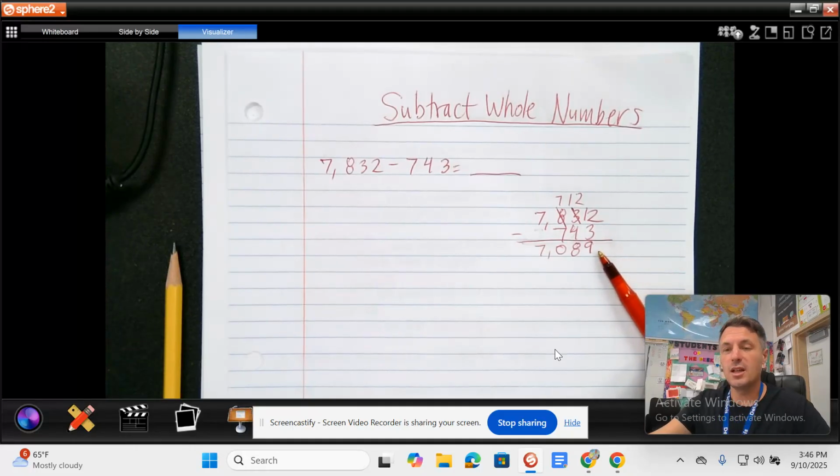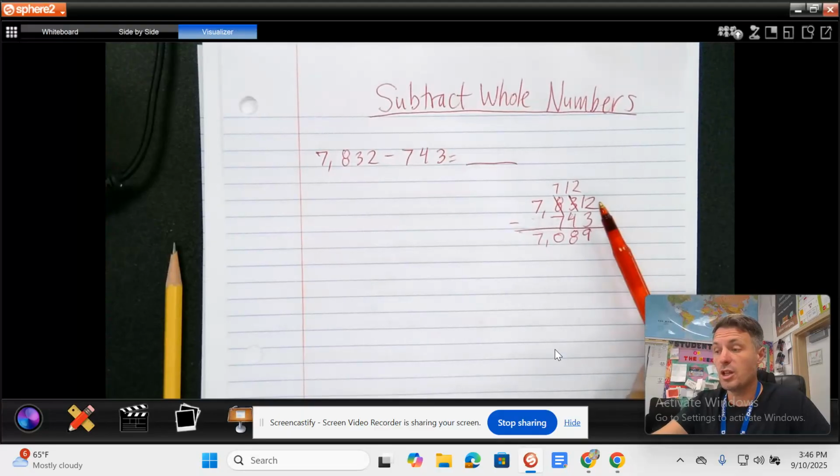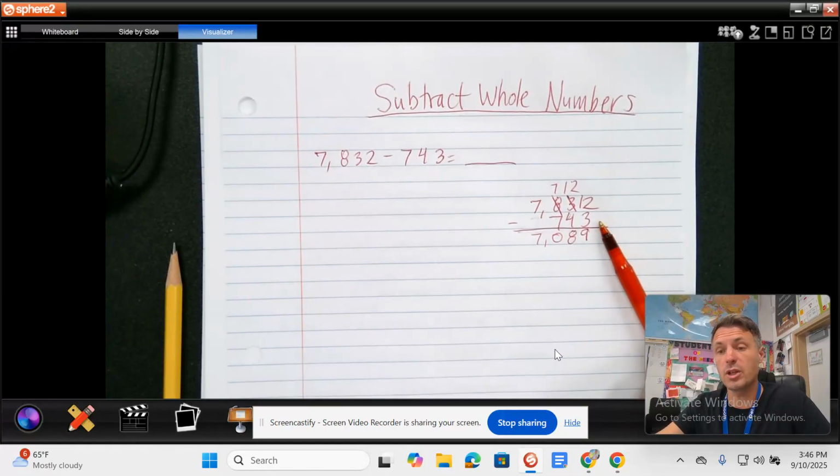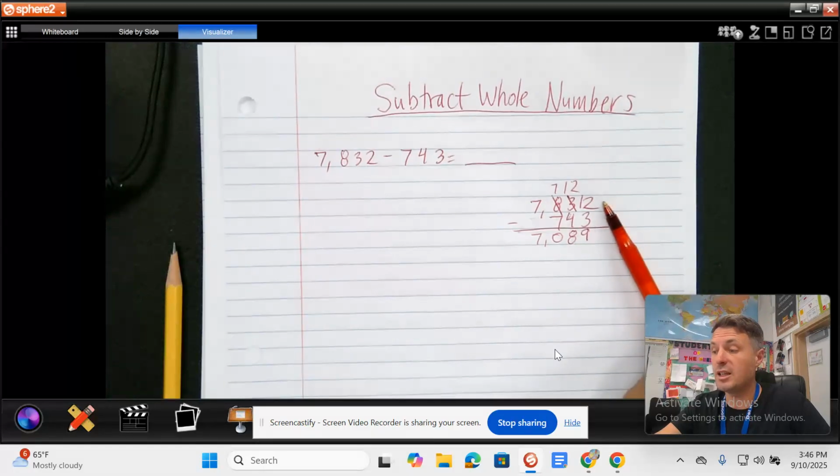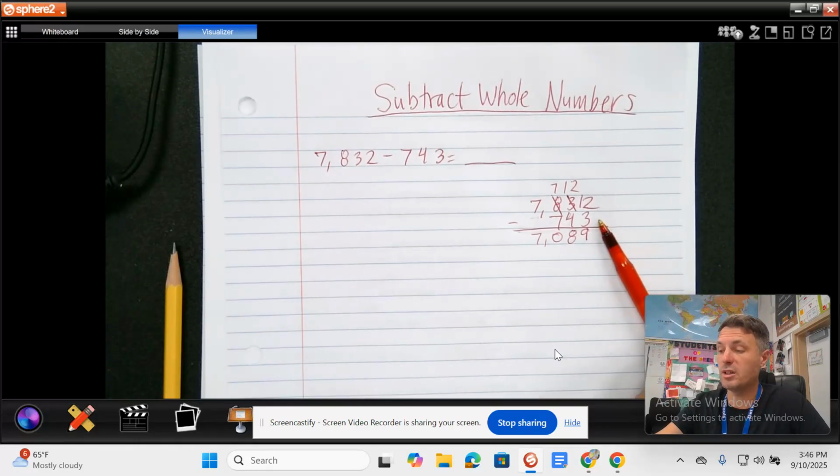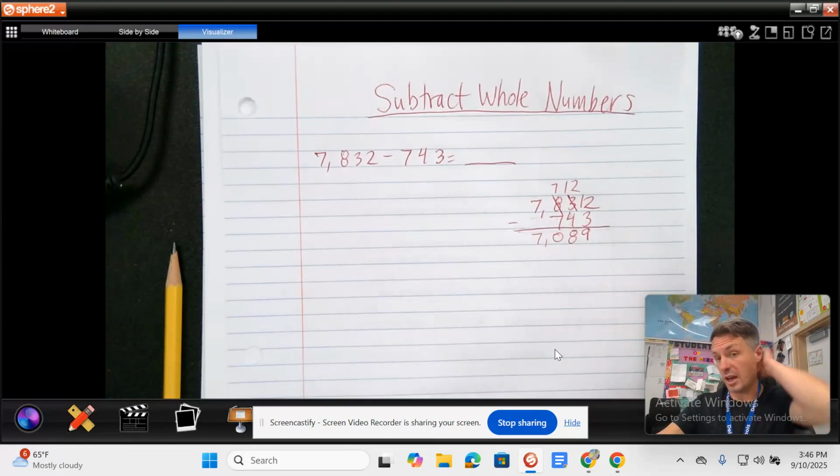And the difference, it makes sense that it's called the difference because it literally is the difference between these two numbers. If one person had $7,832 and another person had $743, the difference in money between what this person has and what this person has is $7,089. Let's do another example.